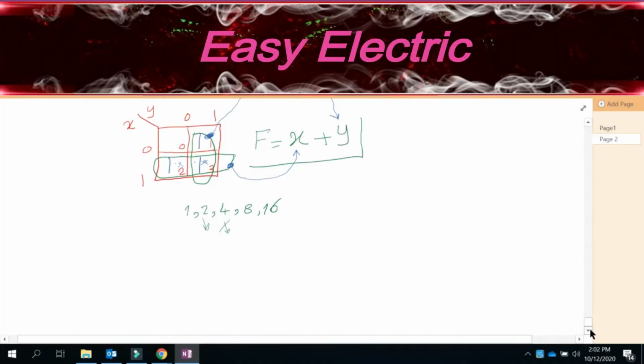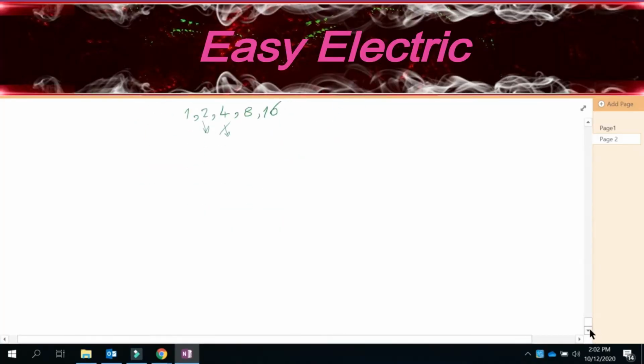And today we are going to move to the function with 3 variables and see, if a function has 3 variables, how you could use the K-map. So let's start with one example for the function with 3 variables. So suppose you have this function.